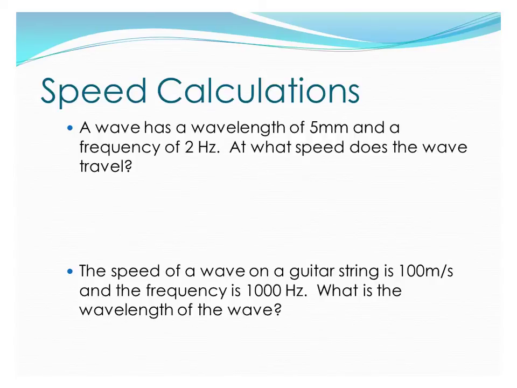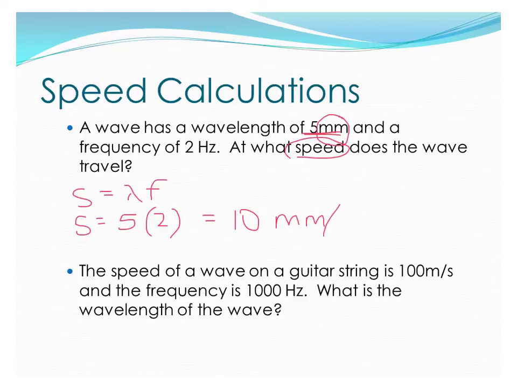Two other practice problems. A wave has a wavelength of 5 millimeters and has a frequency of 2 hertz. We want to know speed this time. Speed is wavelength times frequency. So this time the wavelength is 5 millimeters, and the frequency is 2 hertz. 5 times 2 is 10. And we know that the length part of the speed unit will be in millimeters this time, and hertz always deals with seconds. So 10 millimeters per second.